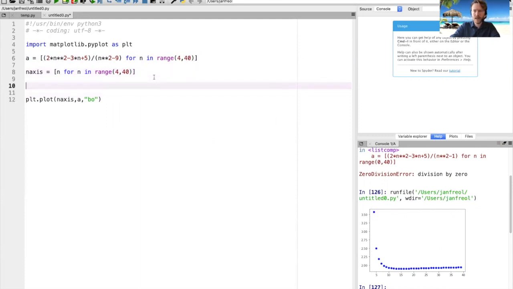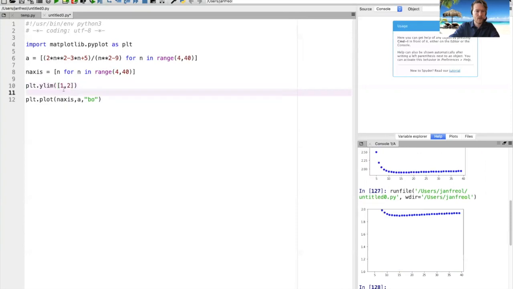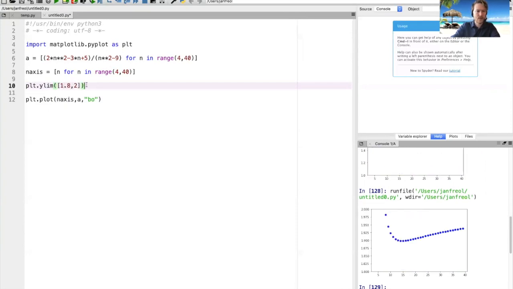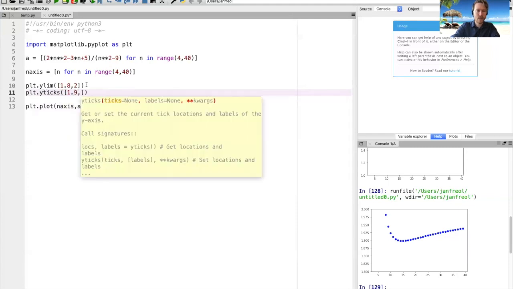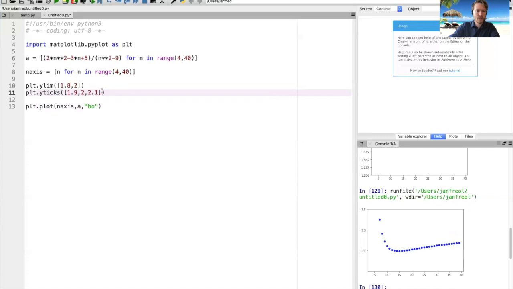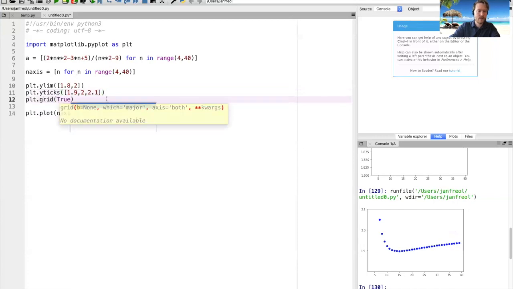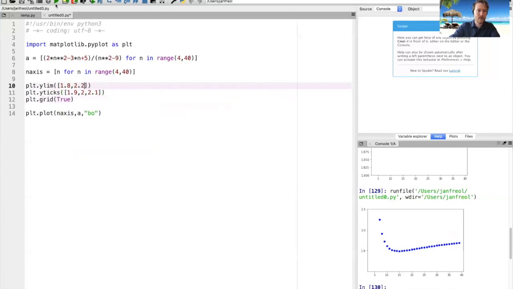So just to make things a bit easier to see here, let's do plt ylim. Let's go from 1.8 to 2. And then let's put some tick marks here. So plt yticks at 1.9, and then 2, and then 2.1. And then plt grid. And then also perhaps do 2.2 here.